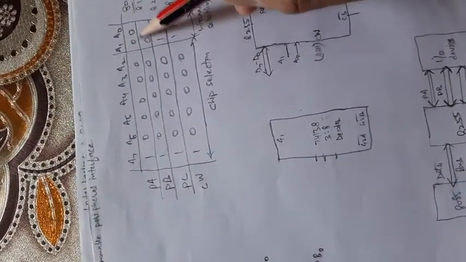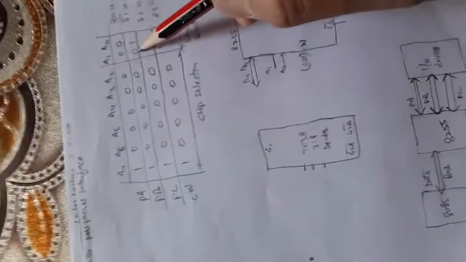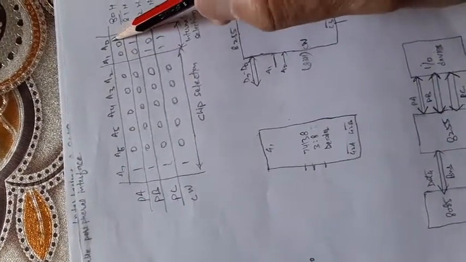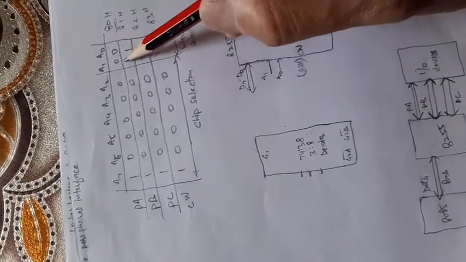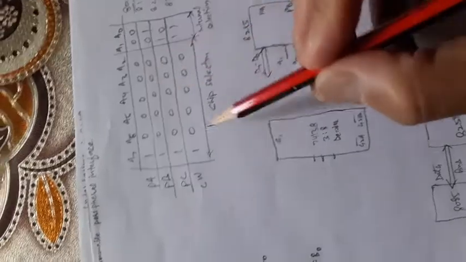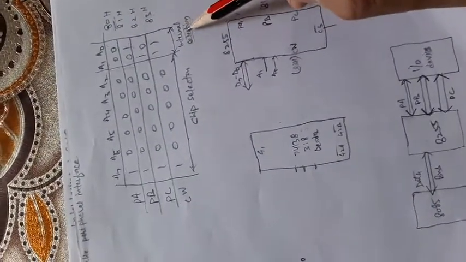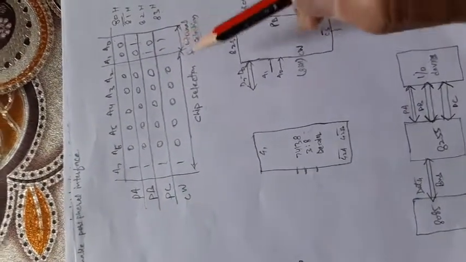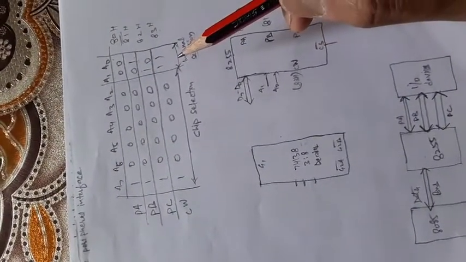Suppose port A has the address 80, then these two bits will have a unique combination: 00, 01, 10, 11. Two bits can give us four options. So these bits are used for chip selection and these are for internal selection. This is the interfacing of 8255 with 8085 that I will tell you in subsequent lectures.